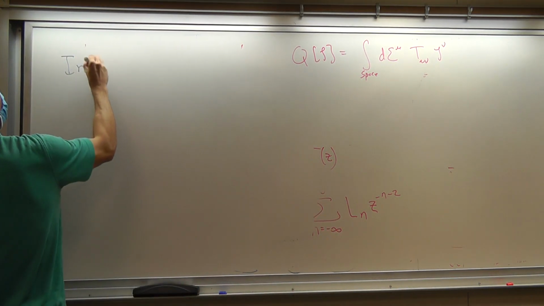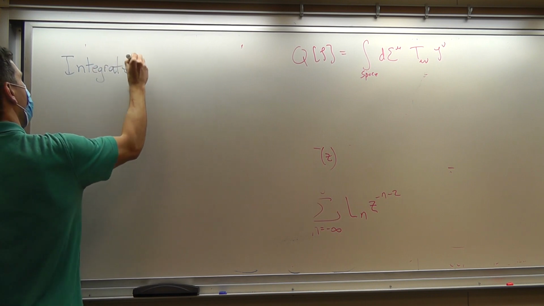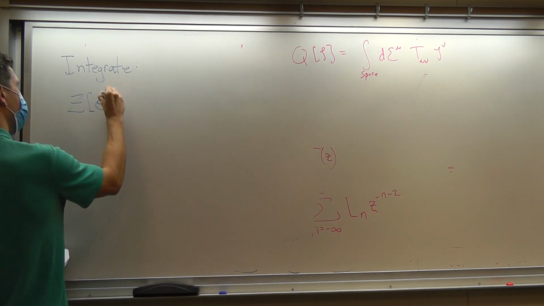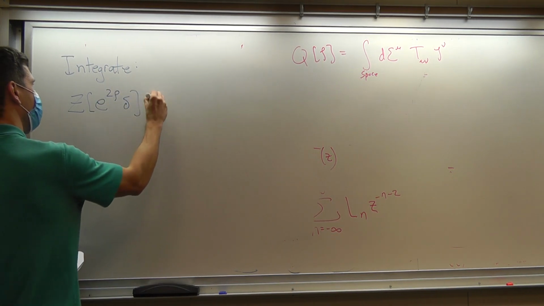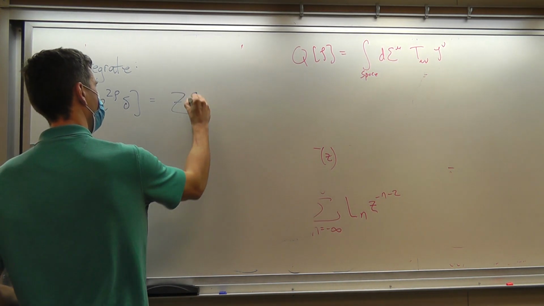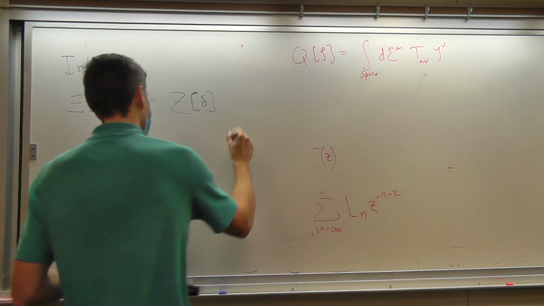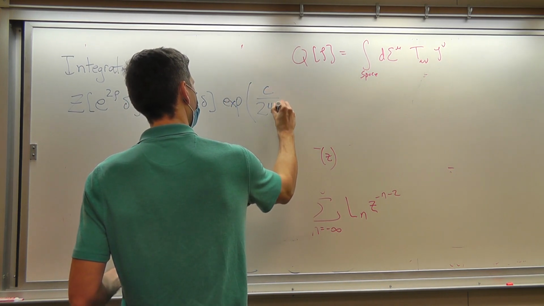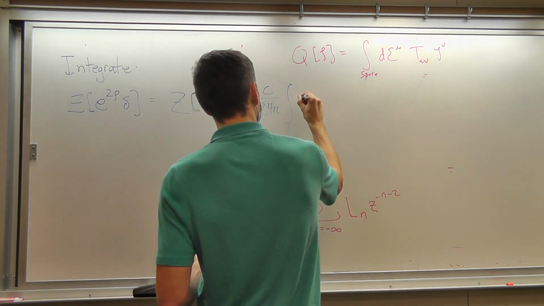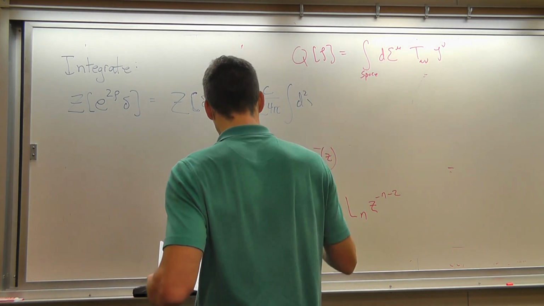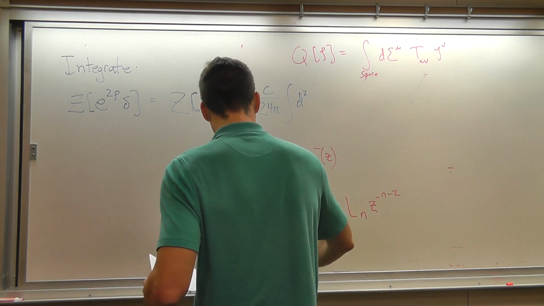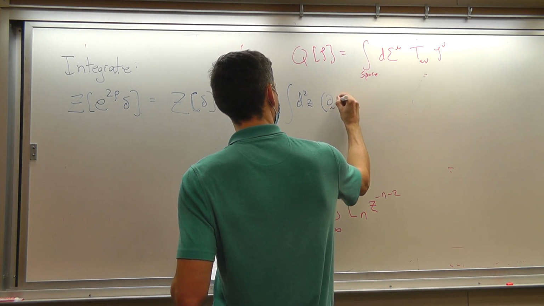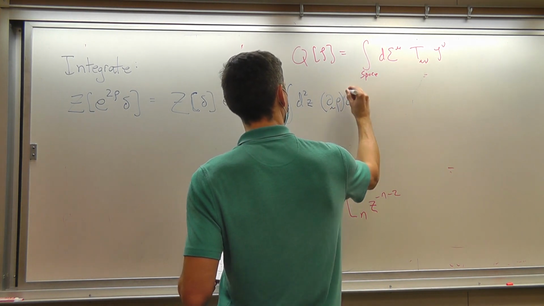So we can integrate this differential equation. It gives Z of e to the 2 rho delta is equal to Z of delta times exponential of c over 24 pi integral d2x, Z of delta, d mu rho d mu rho.